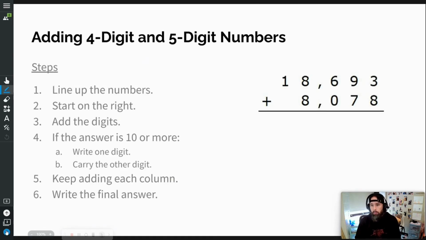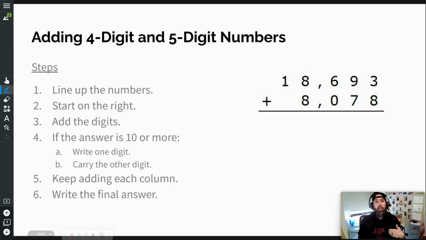Now, like I said before, if you know how to add 2 and 3-digit numbers, then adding 4 and 5-digit numbers is going to be basically just the same thing, just more to do. All right, so first things first, how do you do them? Well, you line up the numbers, make sure they're stacked all the way to the right. You go all the way to the right and add the digits.